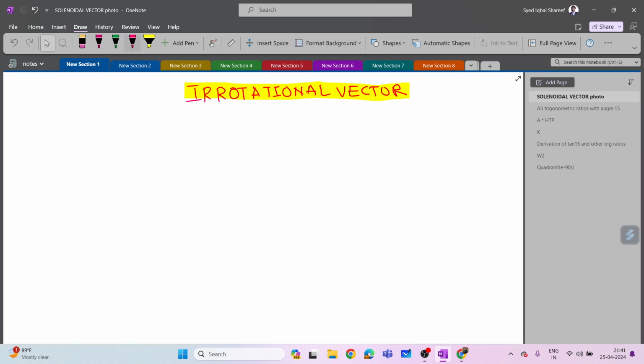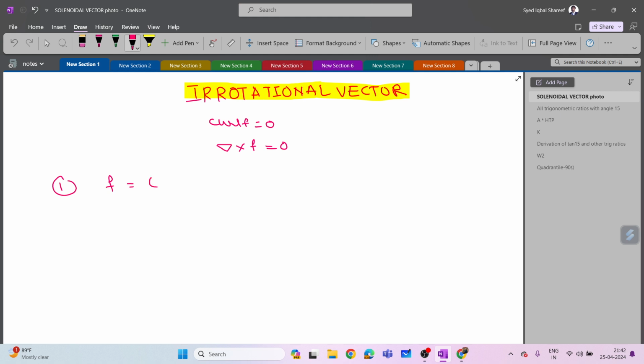What is an irrotational vector? The curl of the vector function f is equal to 0, or del cross f equal to 0. If del cross f equal to 0, then f is an irrotational vector. Okay. First we'll go with an example.